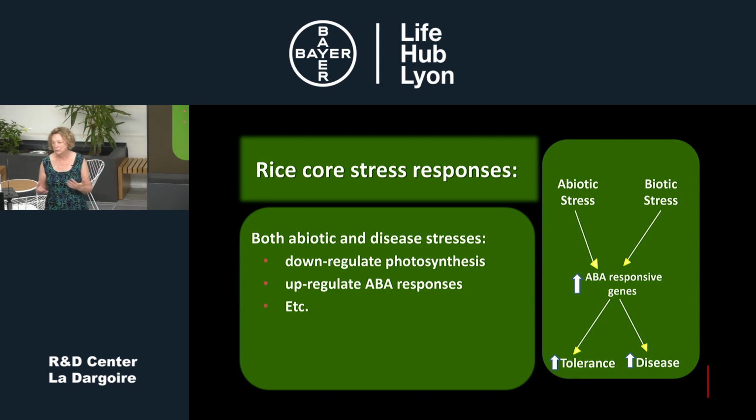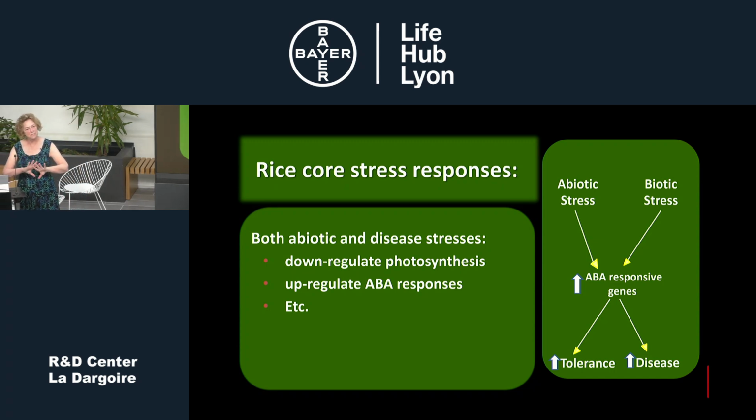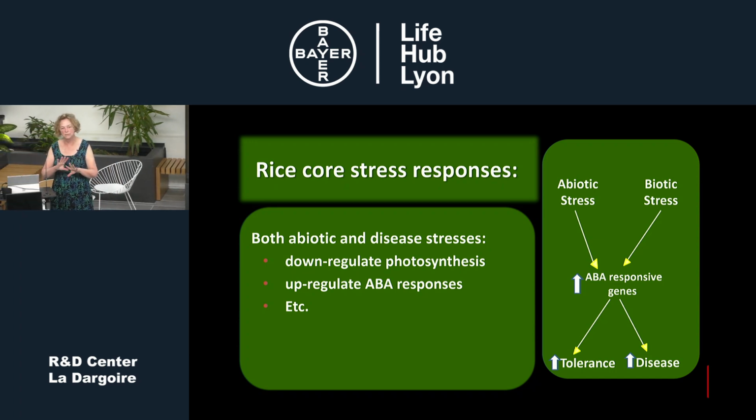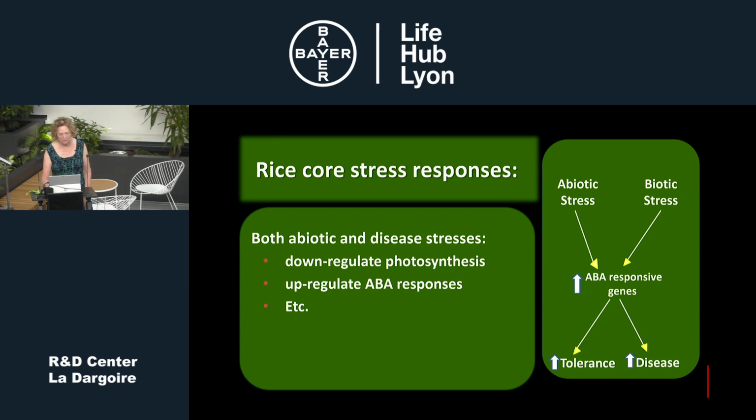So for example, we've known for a long time that in disease responses, you see downregulation of photosynthesis. We've also known in disease responses, as well as in salt stress or drought stress, that you have upregulation of ABA responses. So the question for us became, if these things are happening at individual temperatures, what changes in the pathways happen when you combine the stresses?